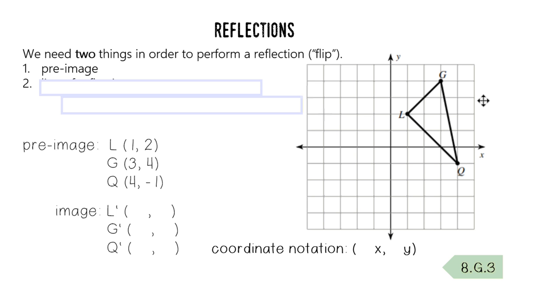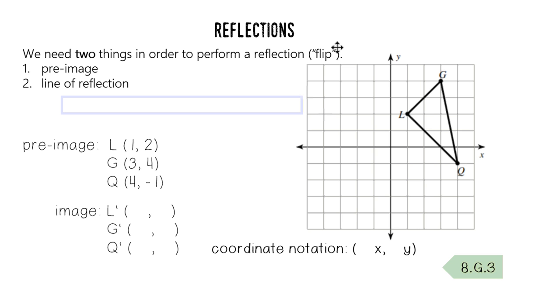And so I have a triangle here that I've called LGQ, and the location for those 3 points are listed right here. That is my pre-image. Once I do a reflection, I'm going to be at my image. So the second thing that I need is a line of reflection. I need to know, what am I reflecting this across, or what am I flipping this figure over?